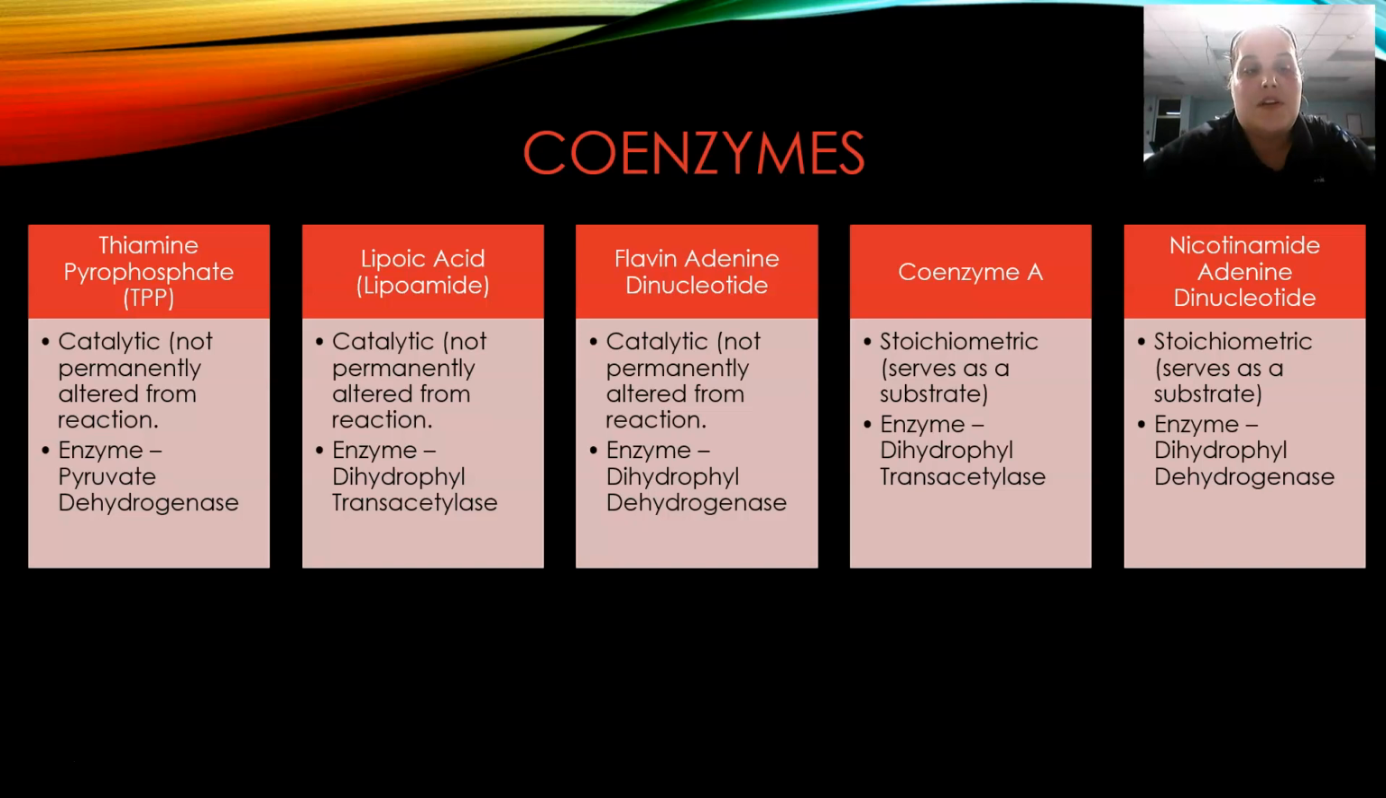The coenzymes are thiamine pyrophosphate, or TPP, lipoic acid, or lipoamide, flavin adenine dinucleotide, and coenzyme A, which can also be called CoA, and then nicotinamide adenine dinucleotide.